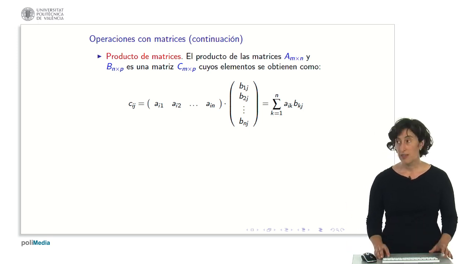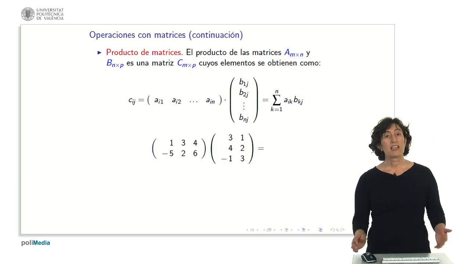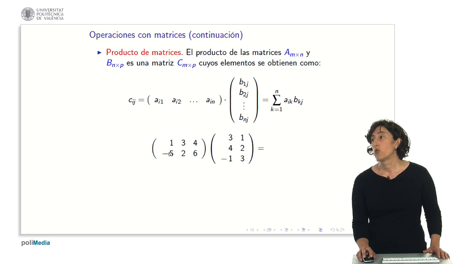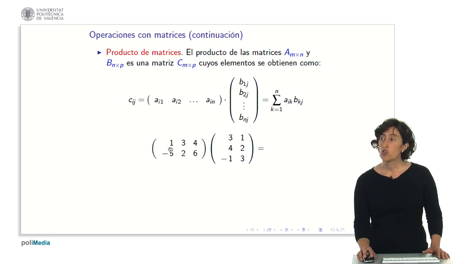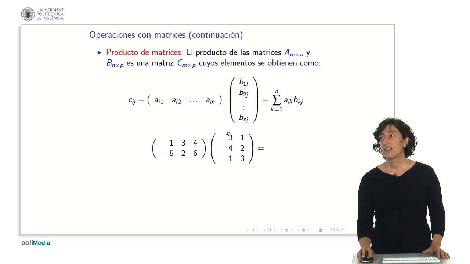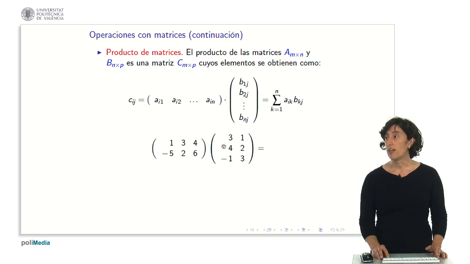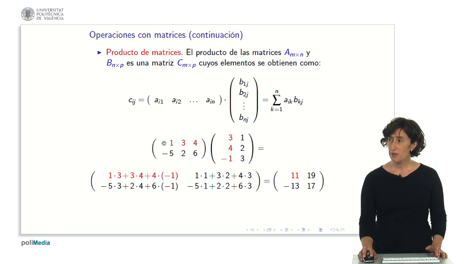As you can see, it is a little more complicated. Let's look at it with an example so that you can see that in reality it is not so much. If I want to multiply this matrix, which is of size 2 times 3, by this matrix, which is of size 3 times 2, the result will be a 2 times 2 matrix, where the first element will be to multiply the first row by the first column. 1 times 3 plus 3 times 4 plus 4 times minus 1, as we have set up here. And that will give me the first element of the product matrix.